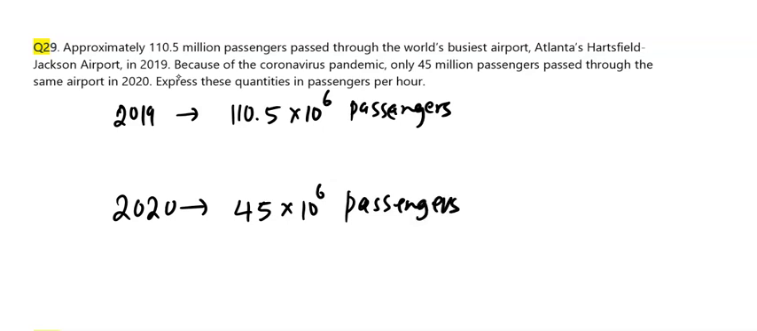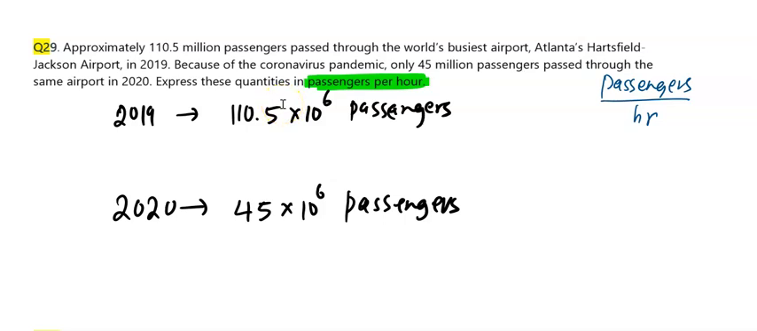Okay, and the question tells you in both cases to express these quantities in passengers per hour. Passengers per hour means you should have passengers divided by hour. So when you find your answer, the passenger has to be on the top, hour has to be in the bottom. So notice that this many million passengers pass through the airport in 2019.